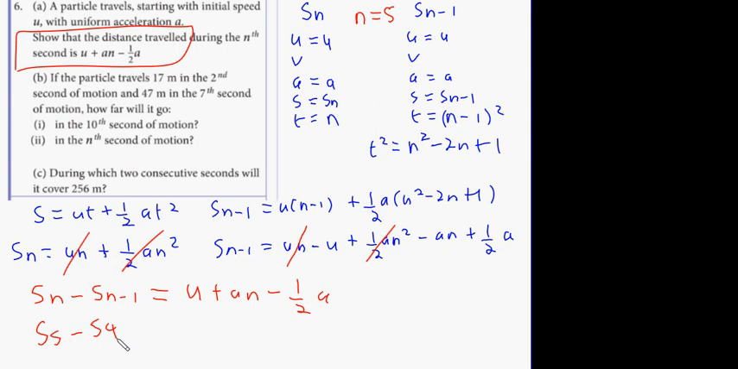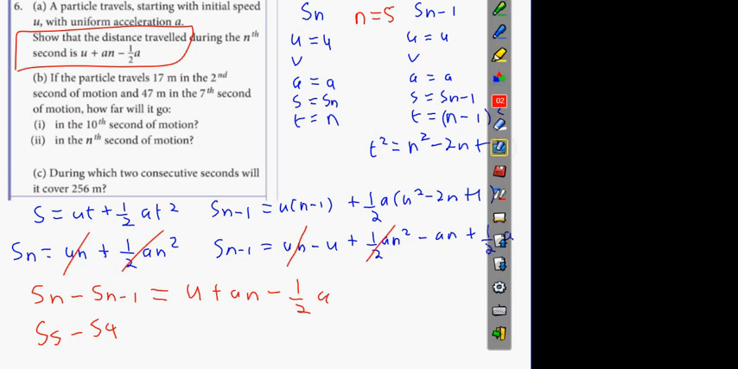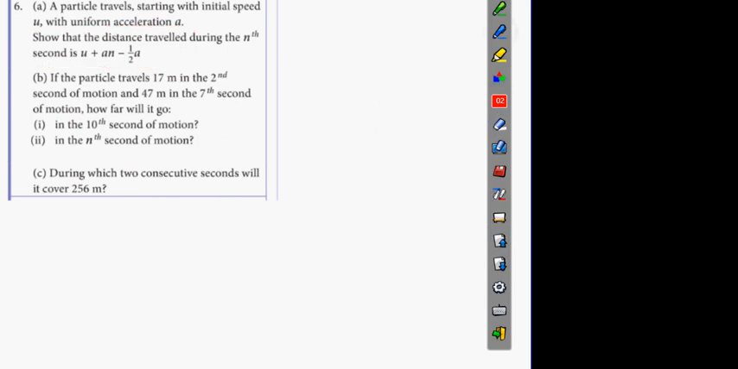Okay? So, what we're going to do next is we're going to use the data from the next question, and we're going to use this formula more than likely. Travelled 17 metres in the 2nd second of motion, and 47 in the 7th second of motion. How far will it go in the 10th second of motion? Well, what we can say is this.